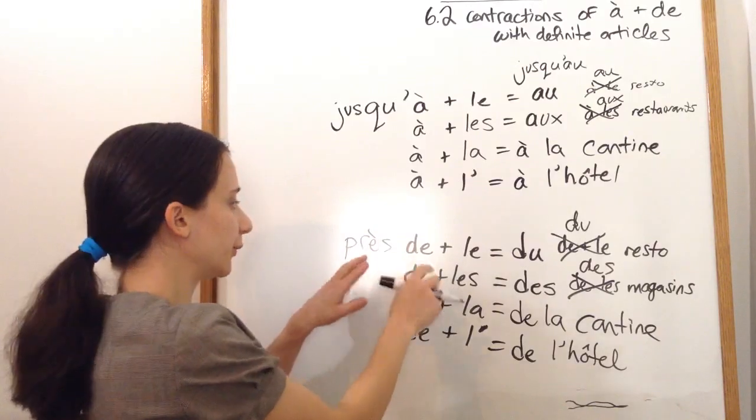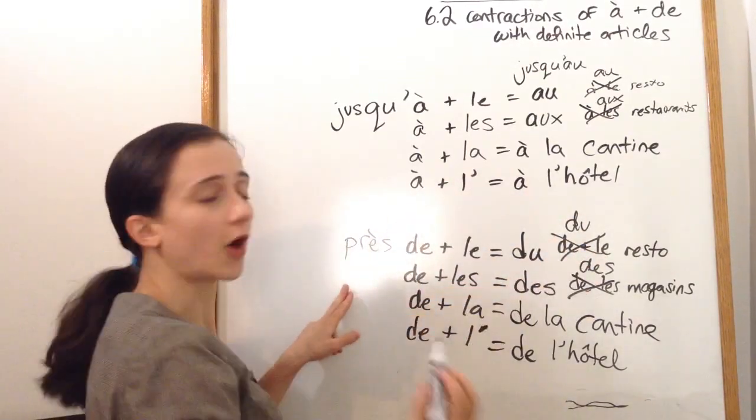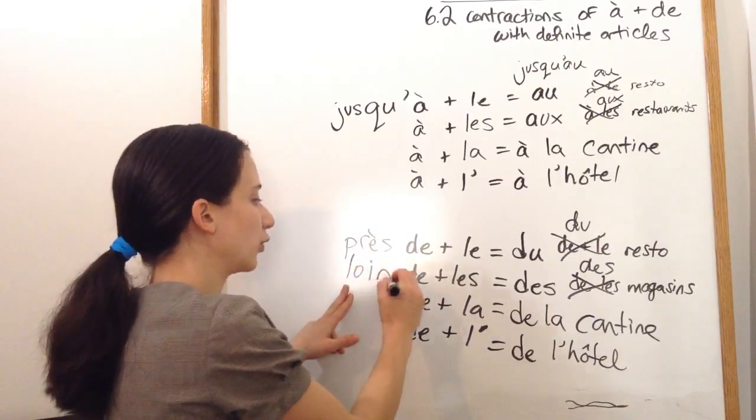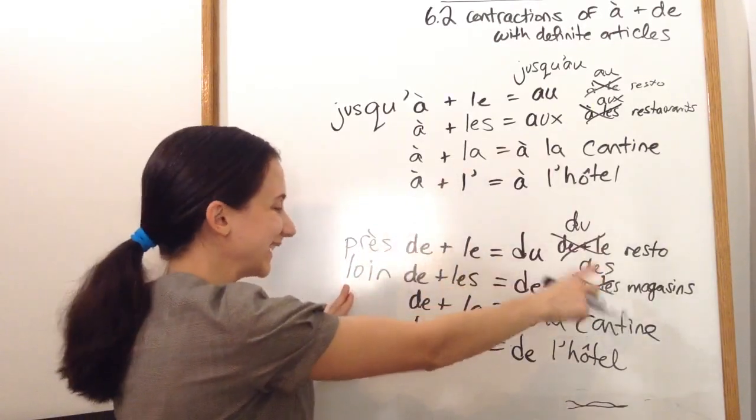Another thing, maybe you're saying it's near the restaurant. Près de, but now you say près du. Or you want to say far from the stores. Loin de les. We can't do that. We have to say loin des.